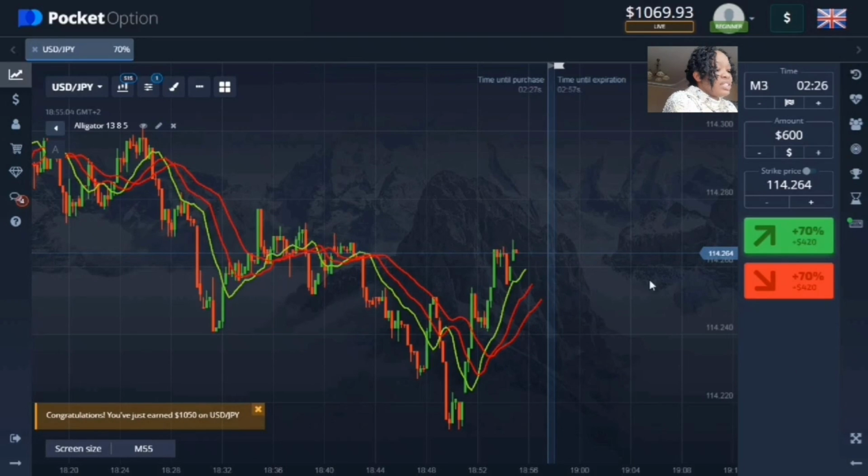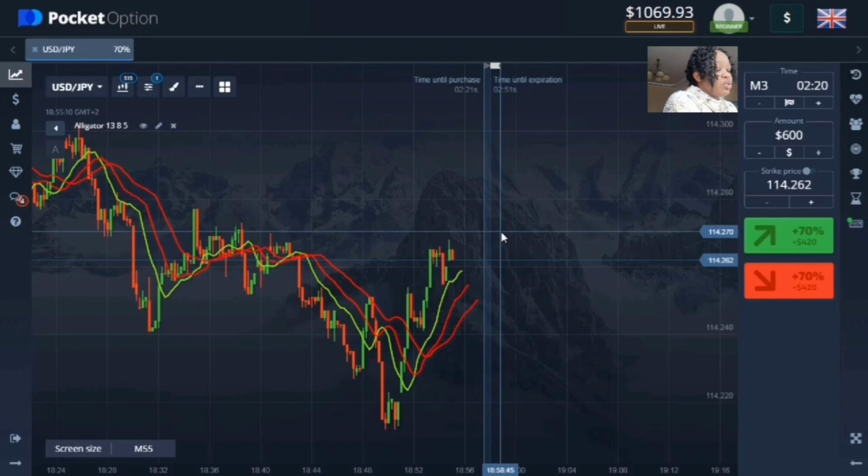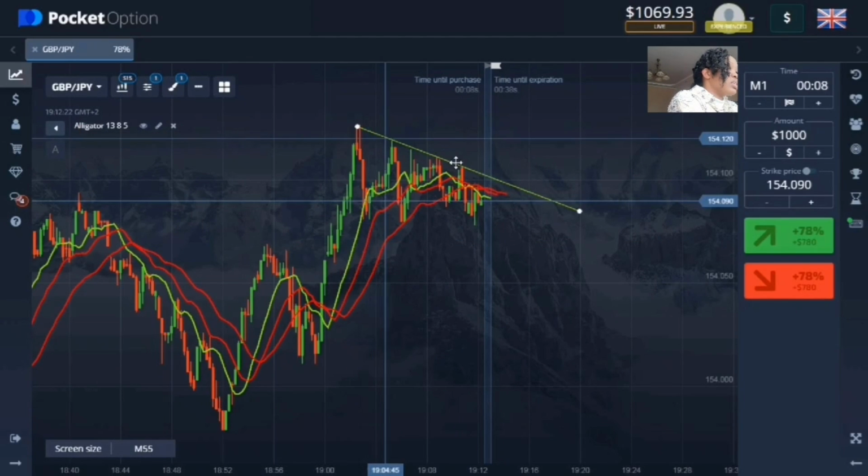Well guys, it's excellent. After a small rollback down, price continued movement up to the resistance level, and we are collecting our profit. So this is going on, so let's continue next.